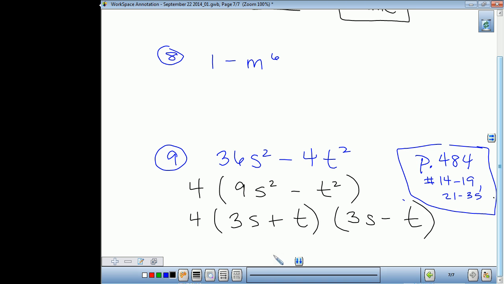All right, your homework is out of your textbook, the geometry textbook. It's on page 484. It's numbers 14 through 19 and 21 through 35. Enjoy your factoring puzzle homework.